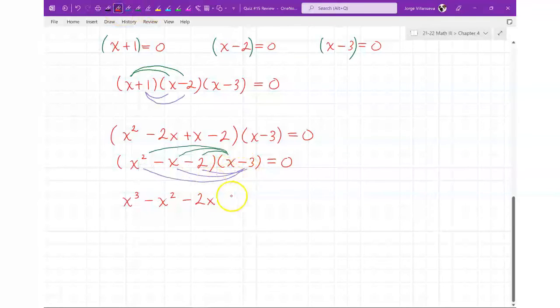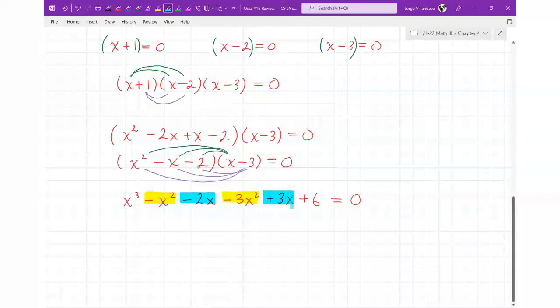So -3 times x squared is -3x squared. -3 times -x is a positive 3x. And a -3 times a -2 is a positive 6. And that's all equal to 0. So as soon as you just simplify this, you're done. Just combine like terms. Let's highlight them here. I got an x squared with the -3x squared. I got a -2x with the positive 3x. Those are my like terms right there, okay?